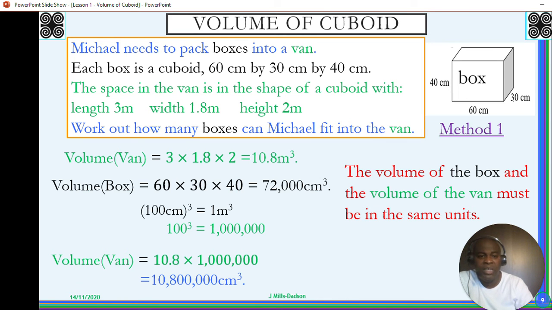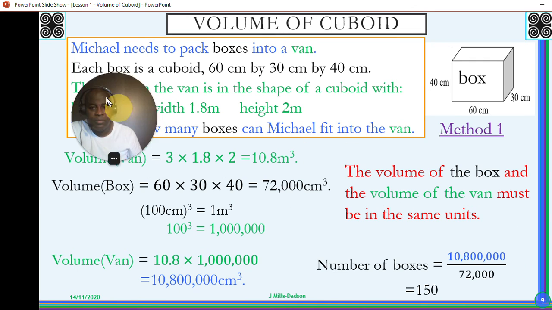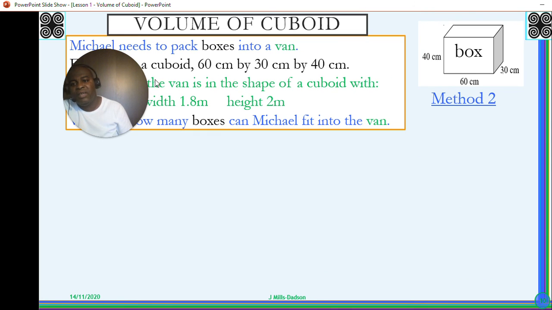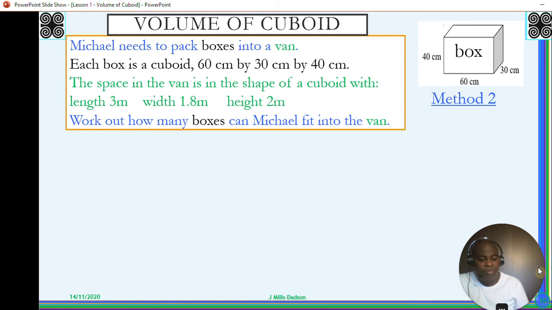Now to investigate how many boxes, I'm going to divide the volume of the van by the volume of the box. And if I divide, I'm going to have 150 boxes. So that means that 150 boxes could fit inside the van. That's the first method, where you have to do the conversion like this. Let's look at the second method.